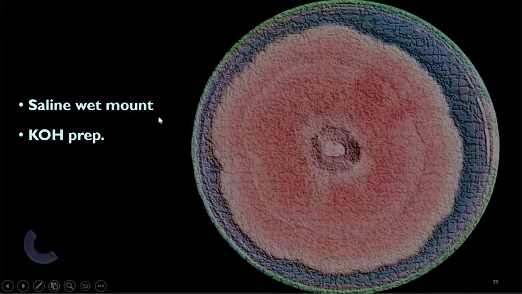Saline wet mounts, it is a little bit difficult to find fungi there or to isolate fungi because of the fact that bacteria can also survive in saline wet mounts. So if you are a little bit confused, it's much better to use KOH. Okay? Specifically, what percentage of KOH? Who can answer this question? How many percent of KOH do we use for fungal visualization?